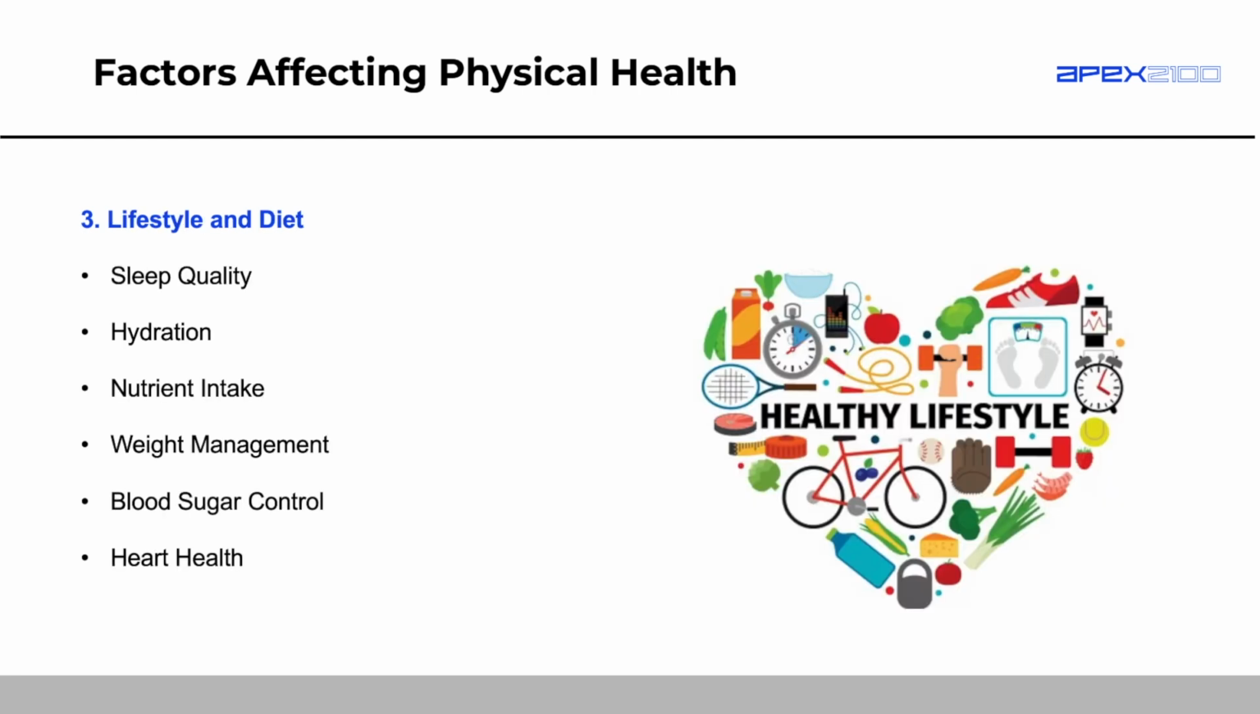The next thing that affects our physical health is our lifestyle and diet. So this one again is quite an obvious one. Are we getting enough sleep? Are we drinking enough water to support our bodily functions and our digestion? Are we having a good nutrition intake? We're getting lots of fruits and vegetables and whole grains, lean proteins for these essential nutrients. Are we maintaining and managing our weight? A healthy diet helps to maintain our weight, reduces the risk of obesity and all of the obesity related conditions.